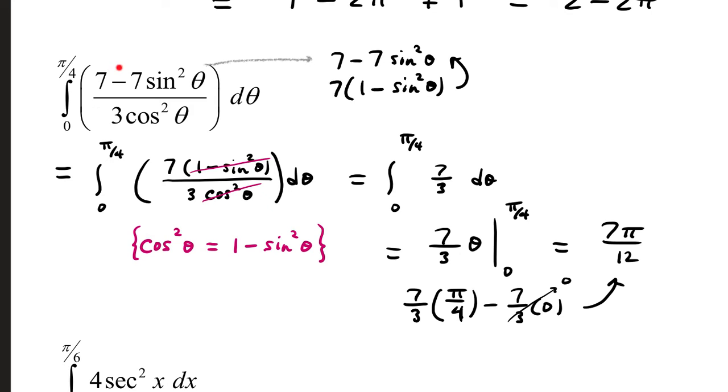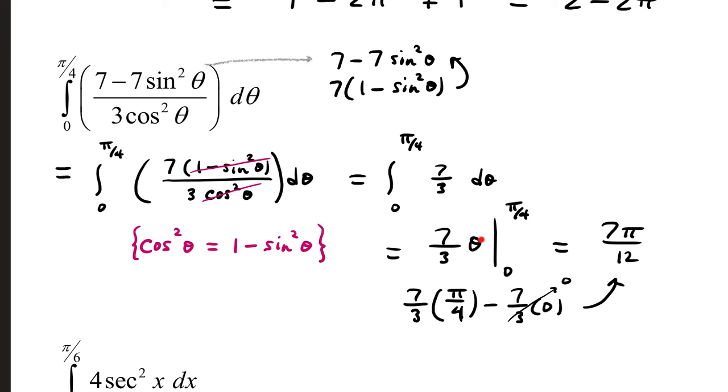Well, after we factor a 7 out of the numerator, that's what I did on this step, that leaves 1 minus sine squared theta. You can make a direct cancellation because those are equal. That leaves 7/3 behind the integral. So we're going to integrate from 0 to pi over 4, just simply 7/3. Well, that's a constant, and so for its antiderivative, you just attach the variable to it, 7/3 theta.